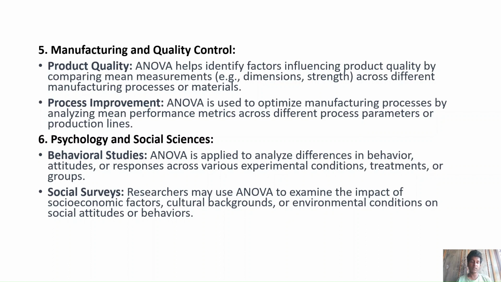Psychology and social science. Behavioral studies. ANOVA is applied to analyze differences in behavior, attitudes, or responses across various experimental conditions, treatments, or groups. Social surveys. Researchers may use ANOVA to examine the impact of socio-economic factors, cultural background, or environmental conditions on social attitudes or behavior.